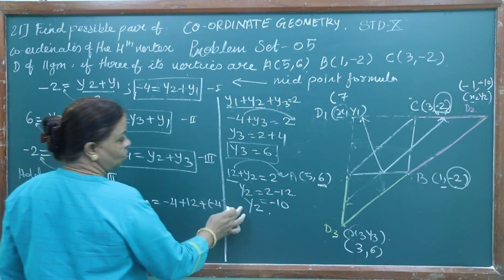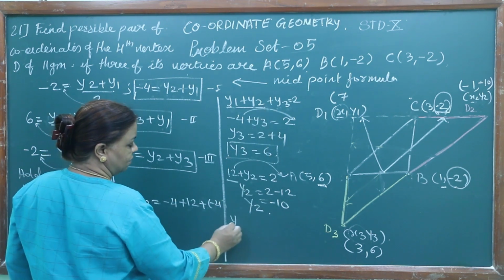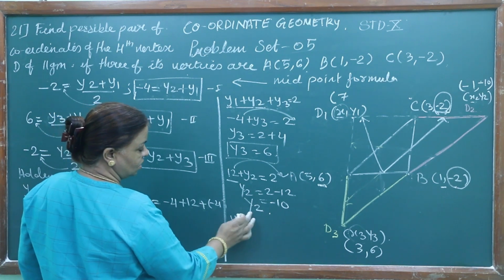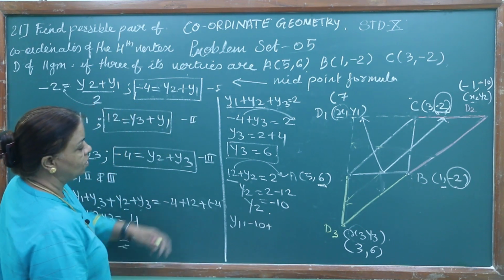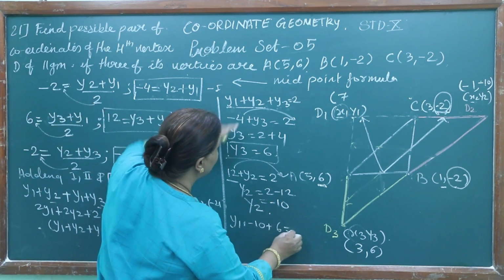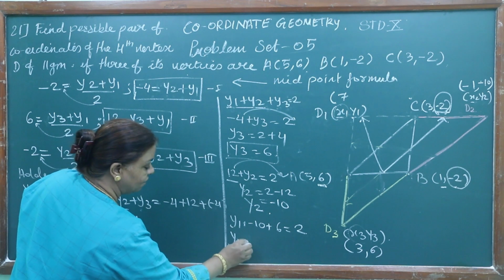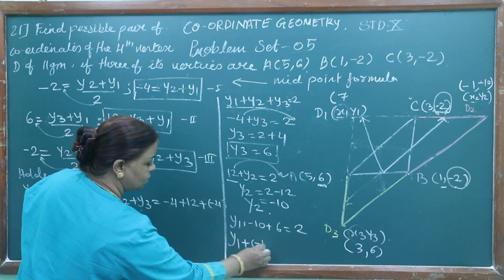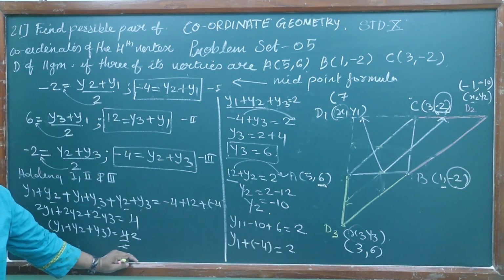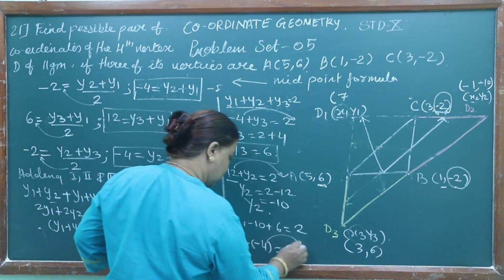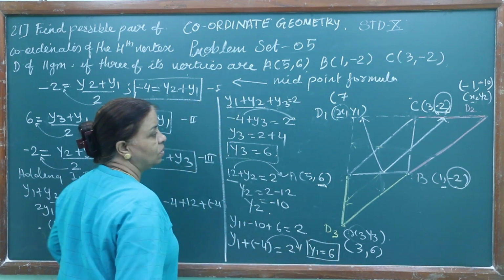Now we know y2, we know y3. These two values we will place in this equation. y1 we will get, y2 and y3 is how much? y2 is minus 10 plus y3 is 6 is equal to what? 2. Same equation. y1 plus minus 4 is equal to 2. Minus 10 plus 6 is minus 4. Sign of the greater number, that is minus 4. Minus 4 will go here and therefore y1 will be equal to 6. And we also got y1.